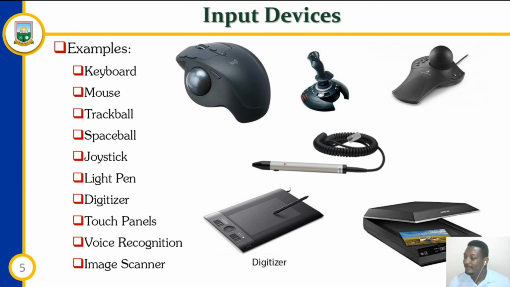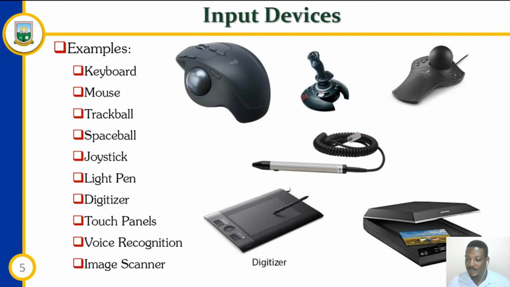Light pen. So this is an example of a light pen, and it is similar to a pen. It's also a pointing device which is used to select a displayed menu item, or also to draw pictures on the monitor screen. It consists of a photocell and an optical system placed in a small tube.